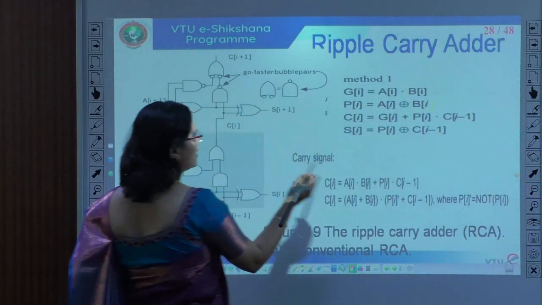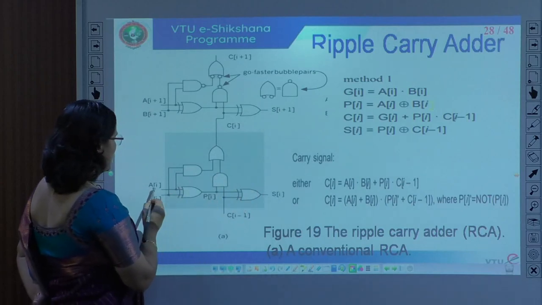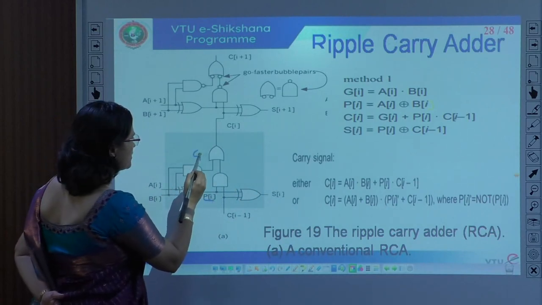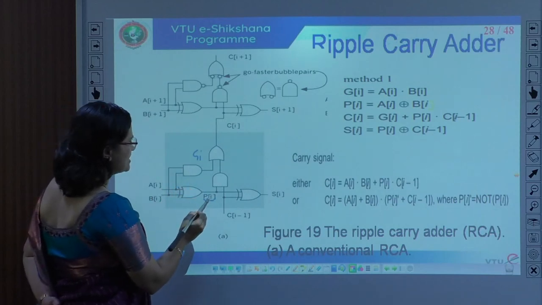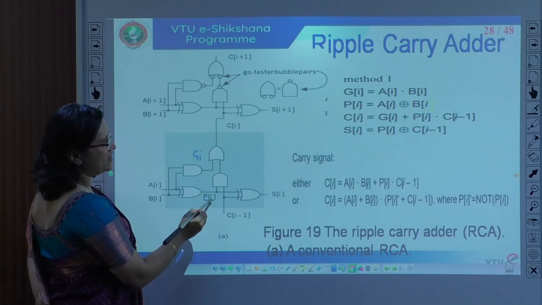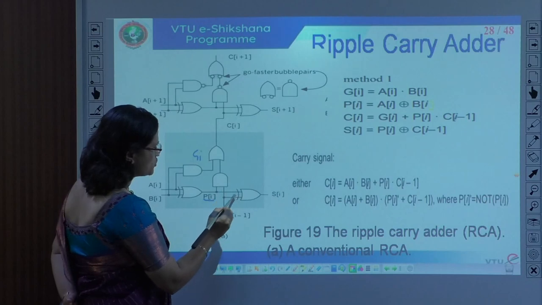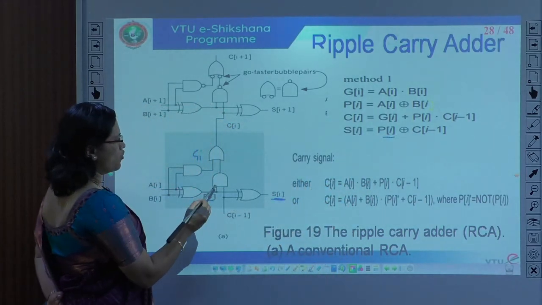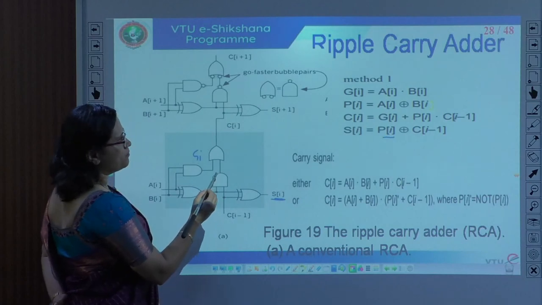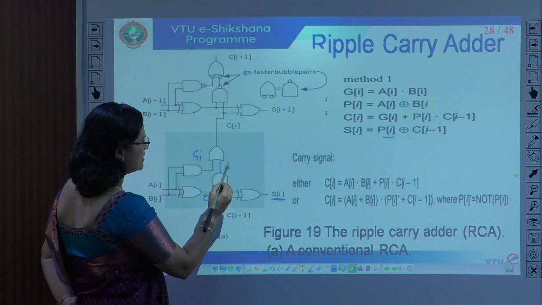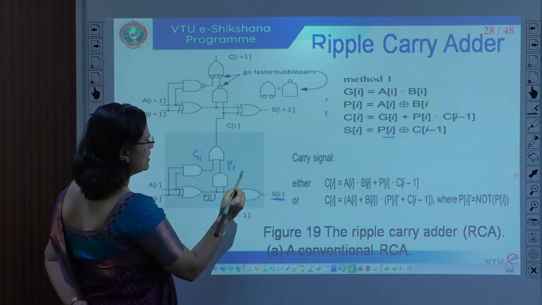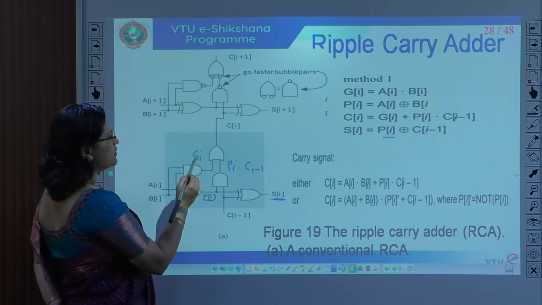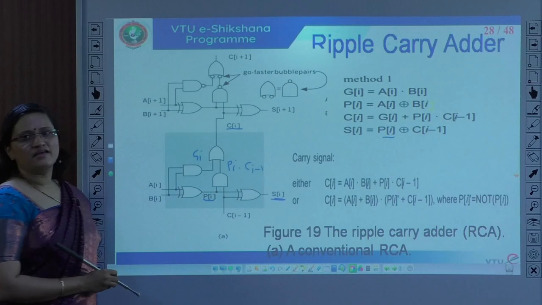Now the conventional ripple carry adder: you can see here the XOR gate gives Pi, and this is Gi, because Ai into Bi is Gi, and Pi is Ai XOR Bi. Then Pi XOR Ci-1 gives this sum expression. And what about the carry? Here is Pi and this is Ci-1. Since it is an AND gate, I get Pi into Ci-1, which is added to Gi, and finally I get Ci.